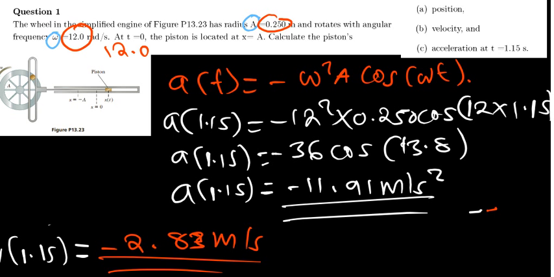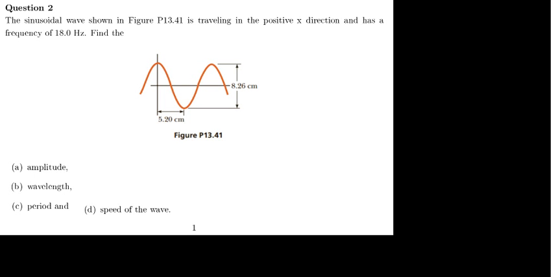Okay, we continue. So we can say we are done for this question. We go to the next question. Here is our next question. The sinusoidal wave shown in the figure below is traveling in a positive x direction and has a frequency of 18.0 hertz. Find part 1 the amplitude, part 2 the wavelength, the period, and the speed of the wave.